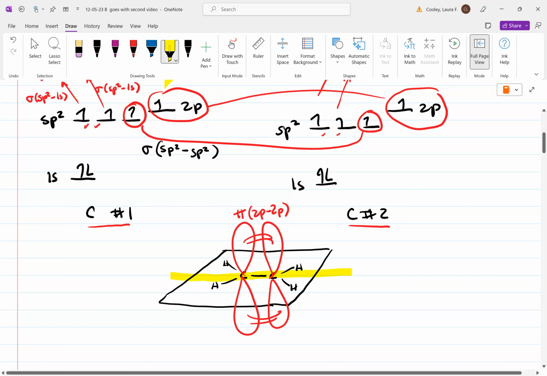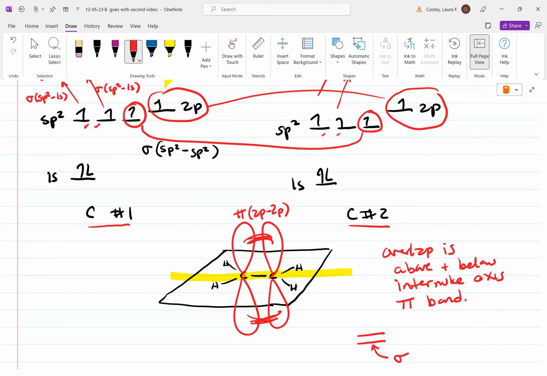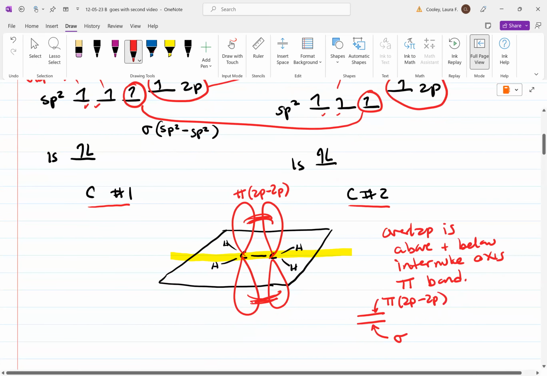Here's the internuclear axis. And the overlap is above and below the internuclear axis. So it's a pi bond. And what's true is whenever you have a double bond, the first one will be a sigma, the second one will be a pi, always from overlap of 2p orbitals. And notice this is not two bonds here. These two overlap regions, this is one pi bond. There are just two electrons.